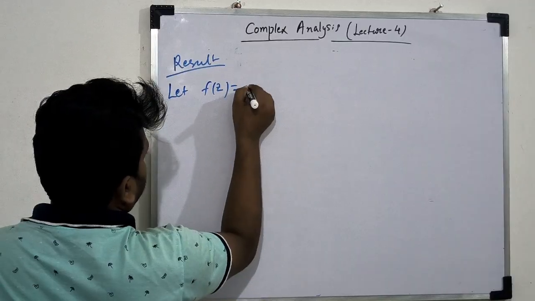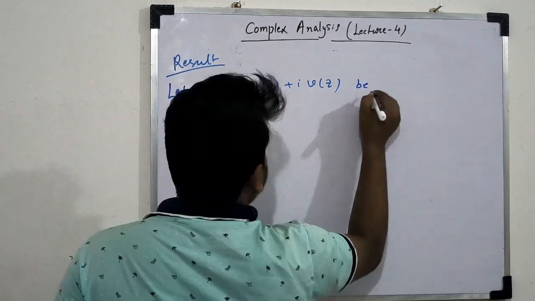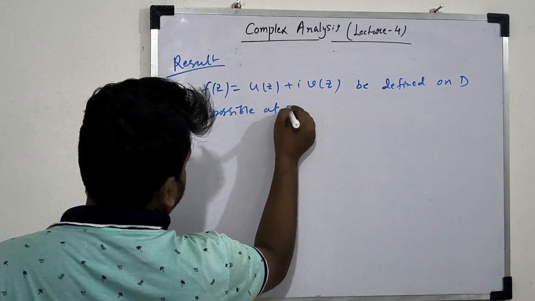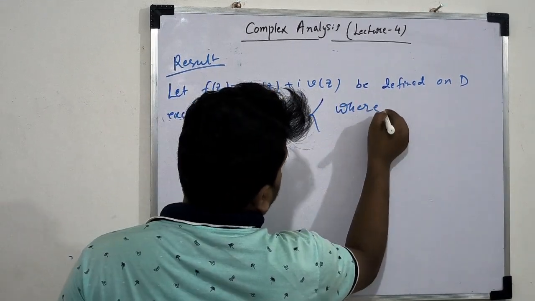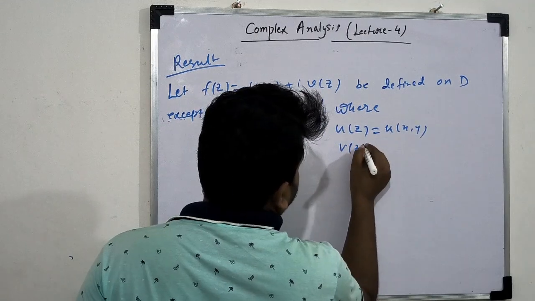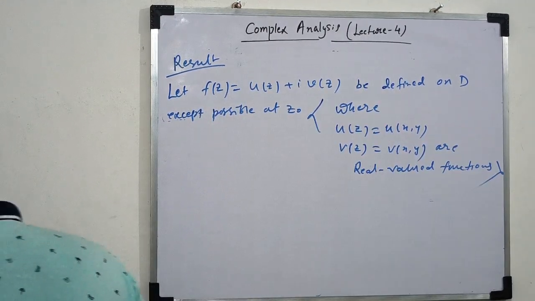Let f(z) equal to u(z) plus i v(z) be defined on D except possibly at z0. So here u(z) equal to u(x,y) and v(x,y) are real valued functions. These are real valued functions.